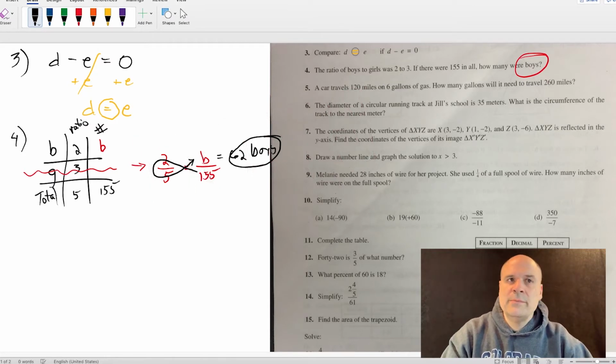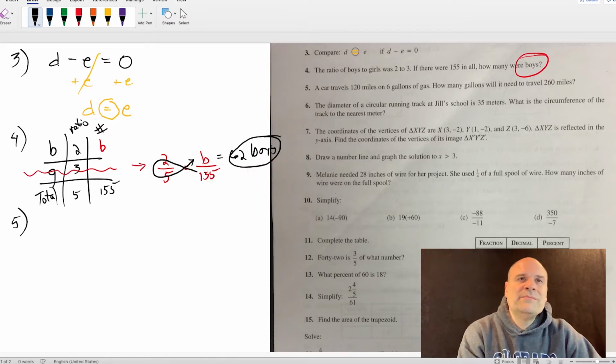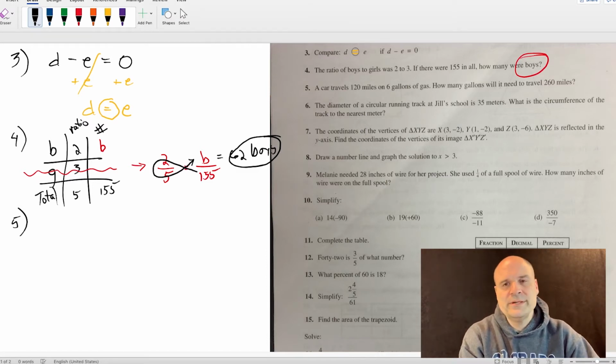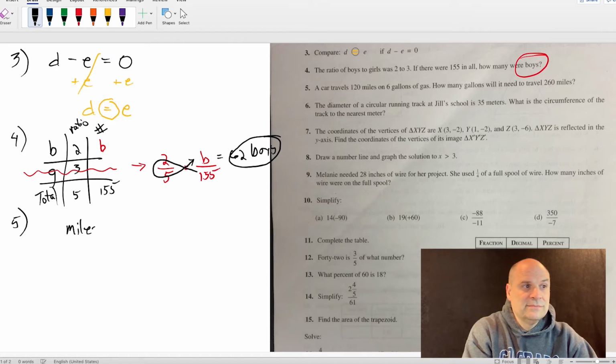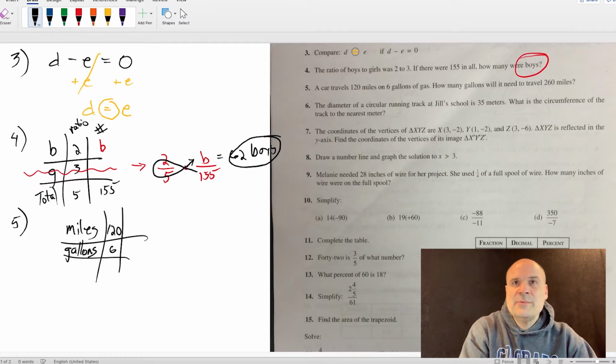All right, number 5. A car travels 120 miles on 6 gallons of gas. How many gallons will it need to travel 260 miles? Okay, so you can set up another proportion if you want. You could say miles and gallons. If you go 120 miles on 6 gallons, how many gallons, so here's our variable, need to travel 260 miles? So look at that. There's another proportion.